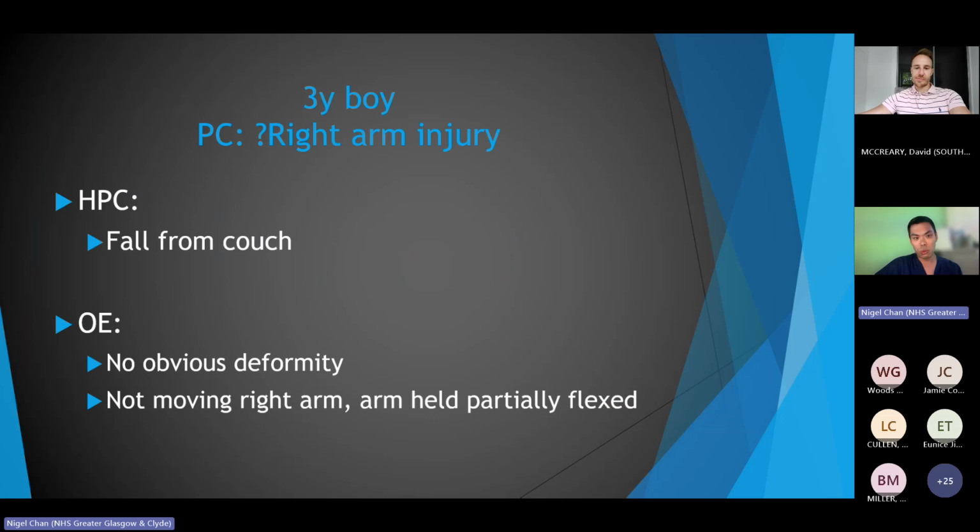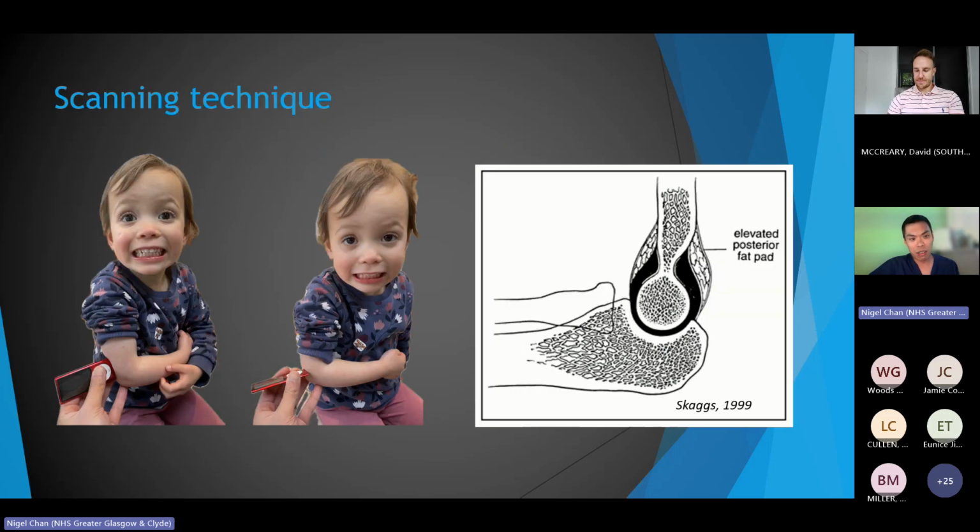So this is a 3-year-old boy. Triage is a right arm injury, fell off a couch, unwitnessed, not really much else to say. Looking at him, it doesn't look obviously deformed. He seems a bit sore. He's just basically sitting with his arm and not really moving it. So we're just going to very quickly go over how you do the scan.